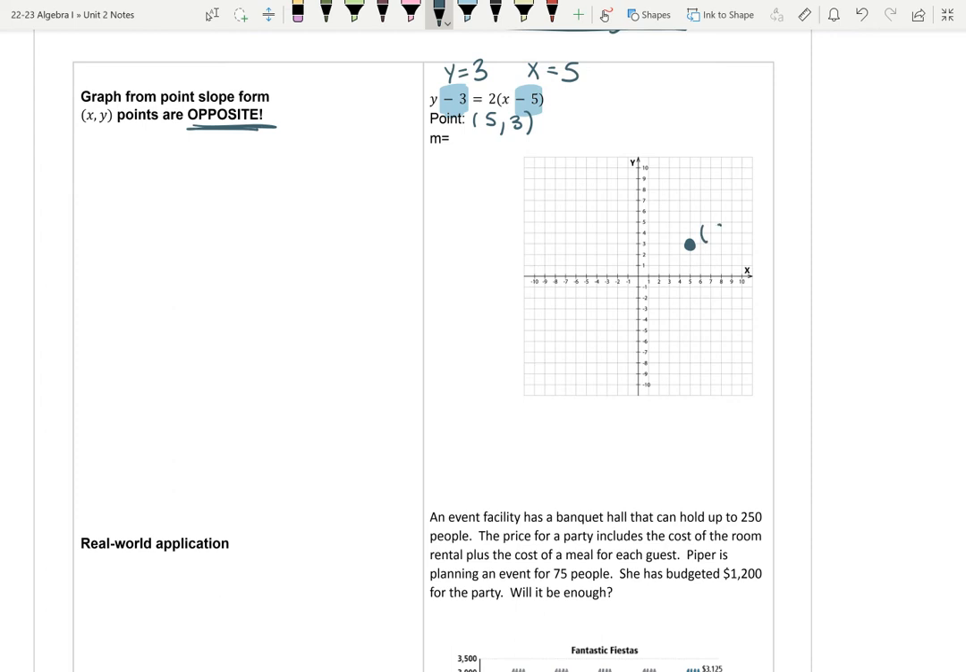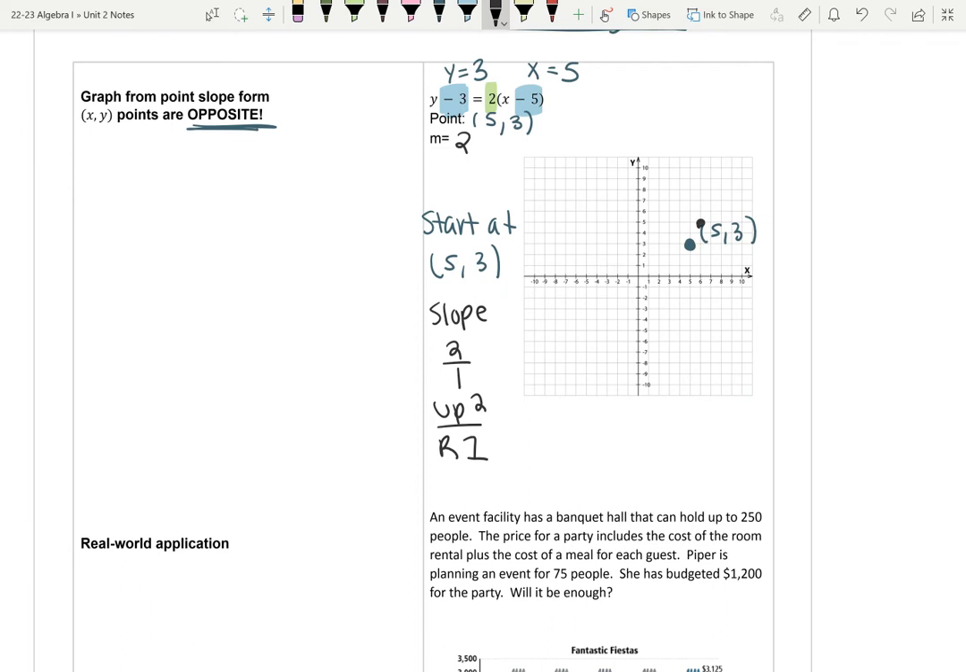And that's my point to start with. And then my slope is right here. It's given to me. It's 2. So instead, I'm going to start at 5, 3, and then I'll do my slope of 2 over 1. So that's going to be up 2 and then right 1.